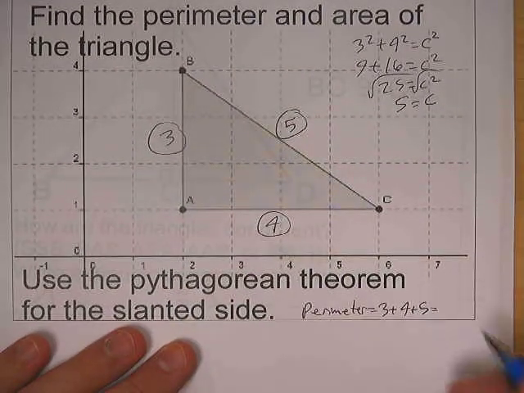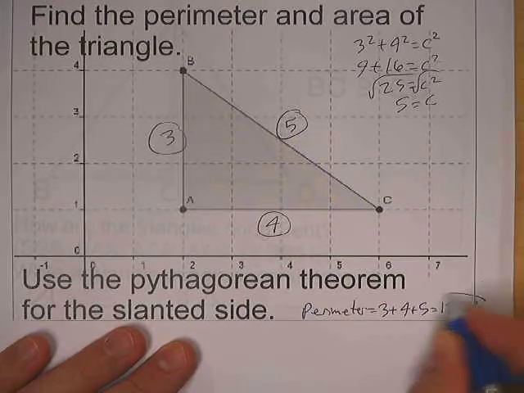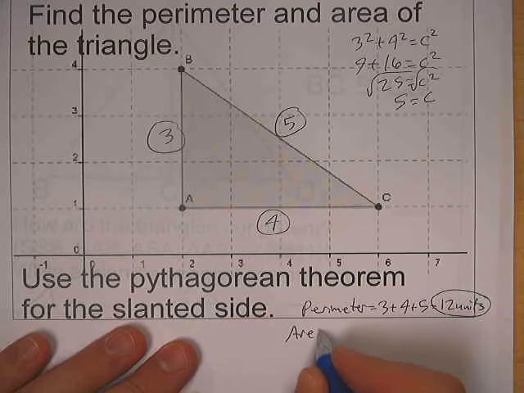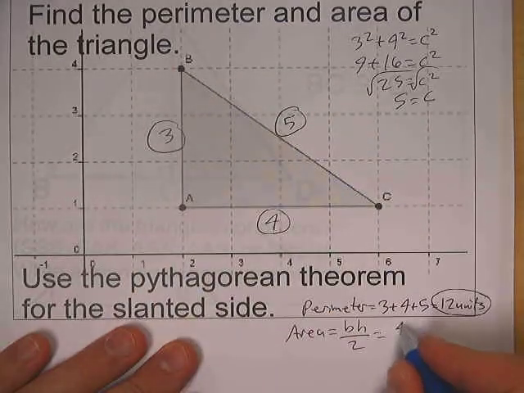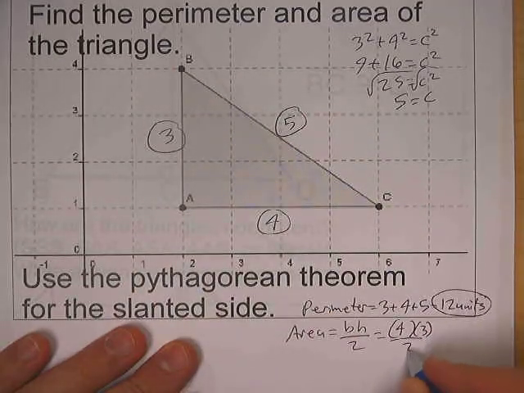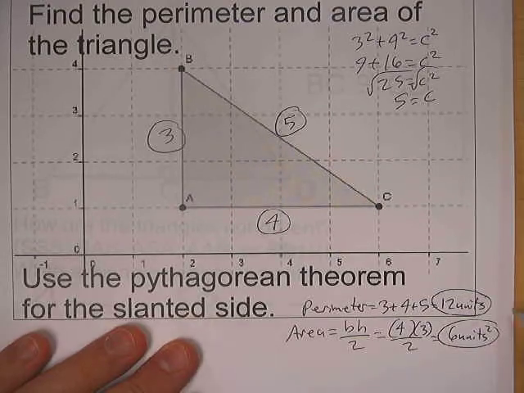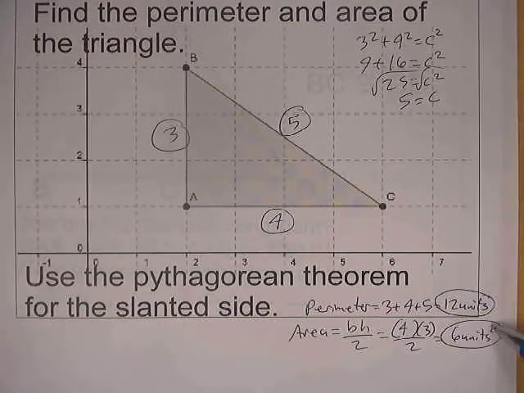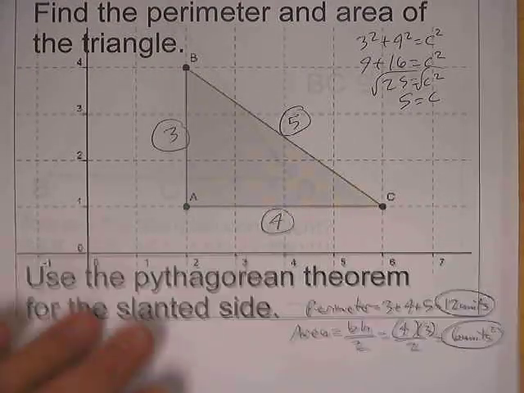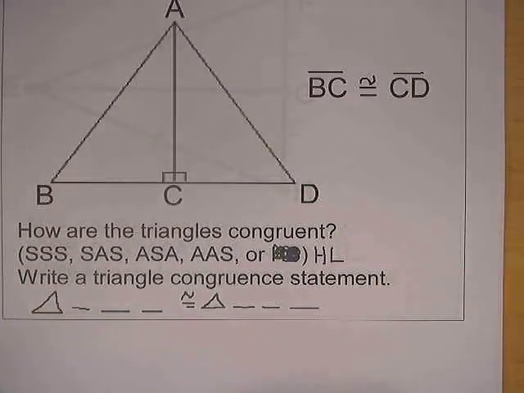Perimeter is when I add together all these sides. So I take 3 plus 4 plus 5, and that's going to give me 12 units. Area of a triangle is base times height divided by 2. In this case, I have 4 times 3 divided by 2, which is 6 square units. The square is used when you're talking about area, and regular units when you're talking about perimeter or length.